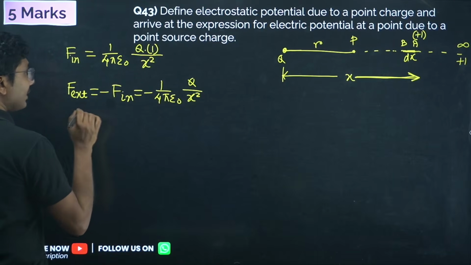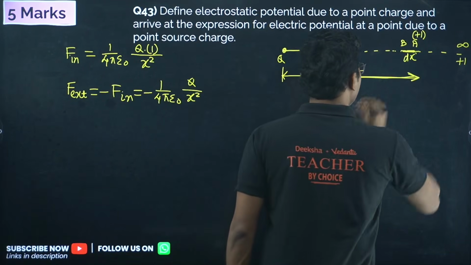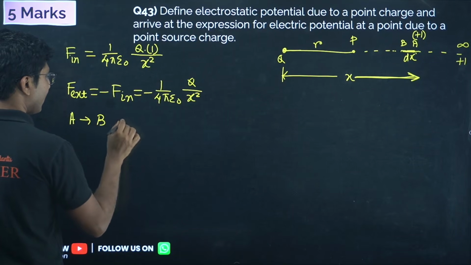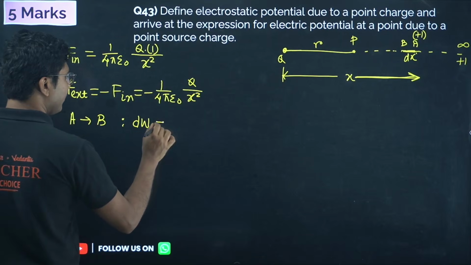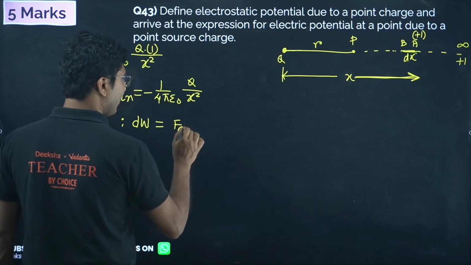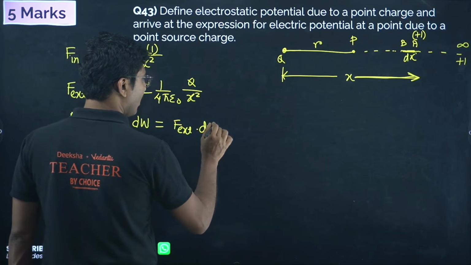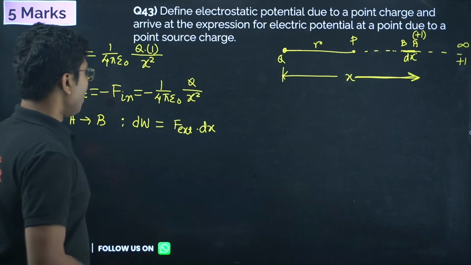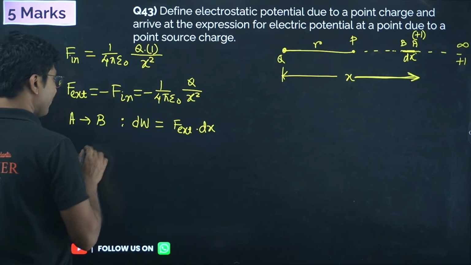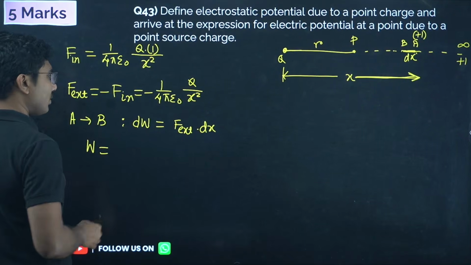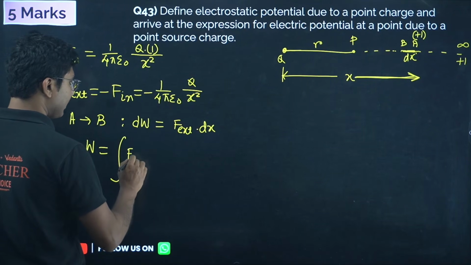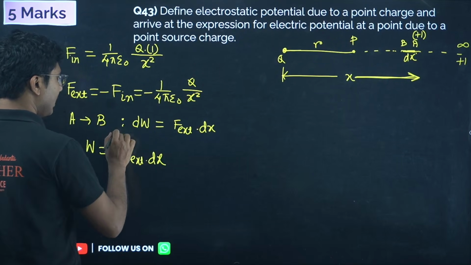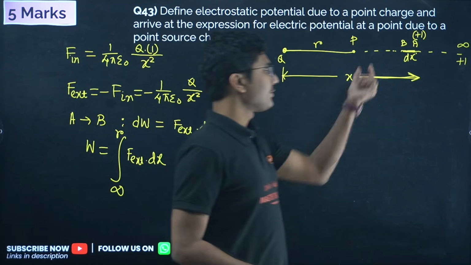So the small work done to bring the test charge from A to B, if that work is represented by dW, then it will be equal to the external force that you have applied times the displacement. Work done is force into displacement, right? So this is the small work done. To calculate the total work done, we have to integrate this external force and dx, and then we have to extend it from infinity to our point R. So this is a small work done.